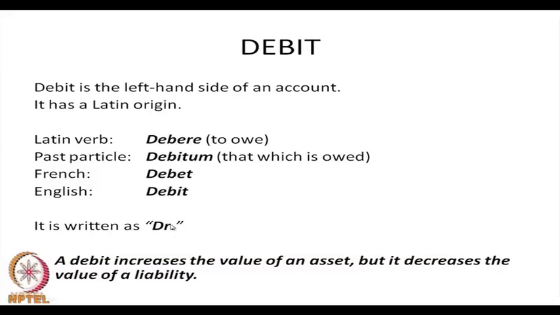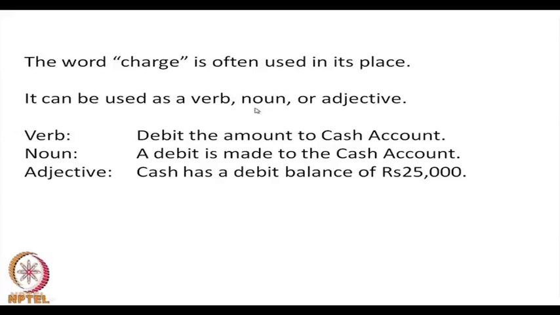A debit increases the value of an asset, but it decreases the value of a liability. We will talk about the meaning of asset and liability in more detail later, but for the time being let us understand that a debit increases the value of an asset, but reduces the value of a liability. Sometimes the word charge is also used in place of debit.